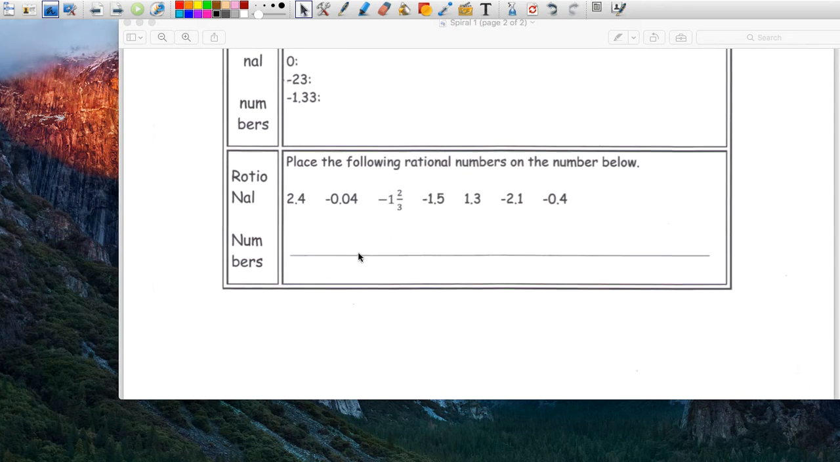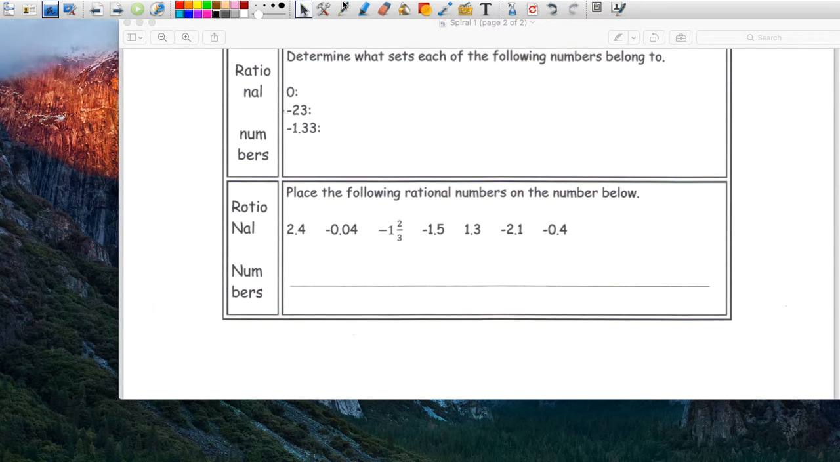Place the following numbers on the number line below. Okay, I'm feeling this one's going to be hard. So let's see. Make that a 0. Make that a 1. Make that a 2. Make that a 3. I don't think I need anything higher than that. Negative 1. Negative 2. Negative 3. I'm going to make an arrow on this side and an arrow on that side, indicating my number line goes on to infinity both ways. So let's start with 2.4.